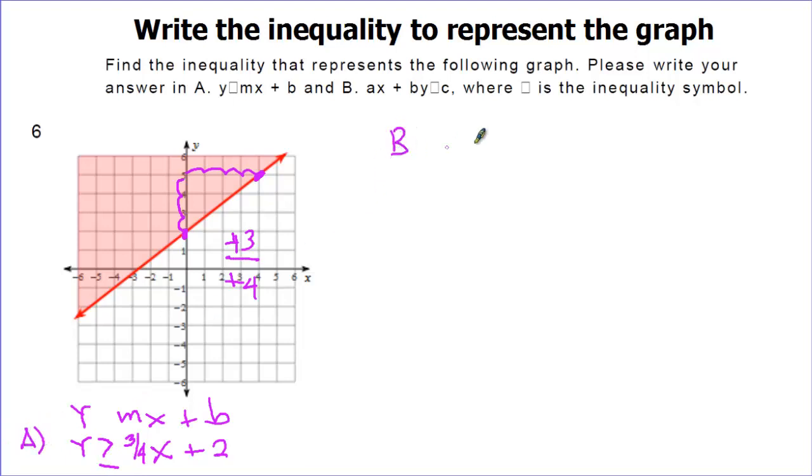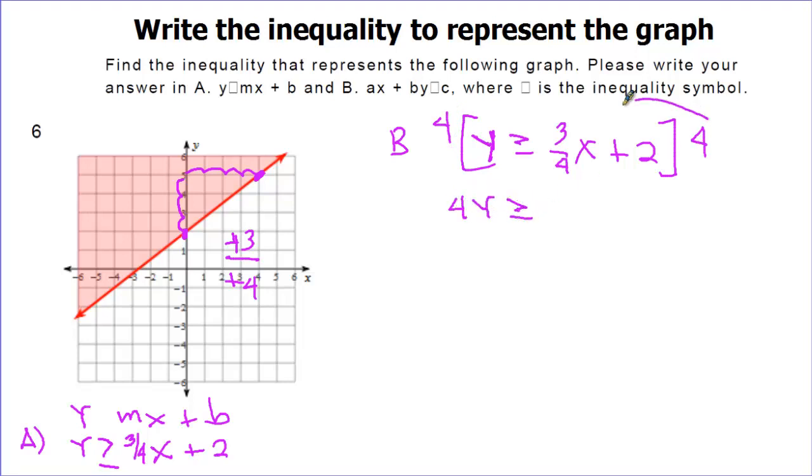For letter B, we just need to multiply both sides by 4. So we have y greater than or equal to 3/4 x plus 2. Multiply both sides by 4. We'll get 4y greater than or equal to 3/4 x times 4 is equal to 3x. 4 times 2 is 8. Subtract 3x to both sides, we'll get negative 3x plus 4y greater than or equal to 8.